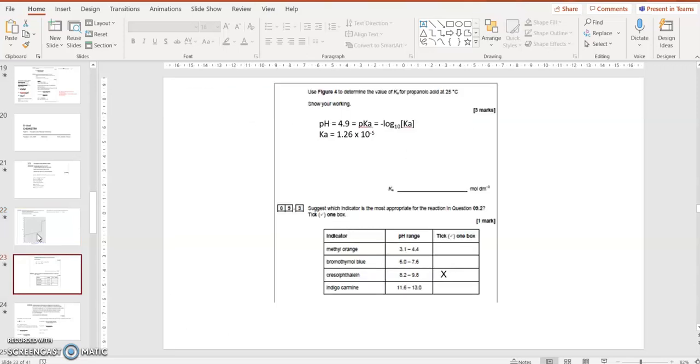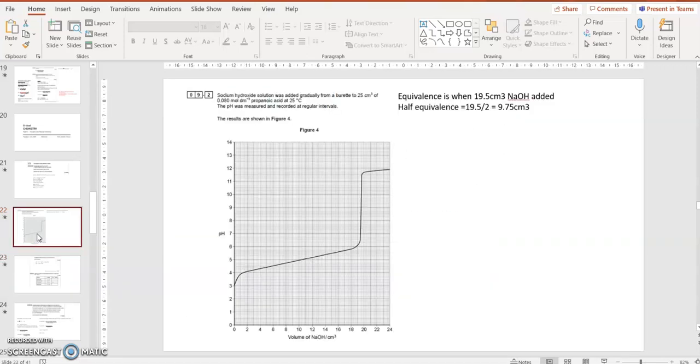So, what can I do with this? Use the figure to determine Ka. Well, what I need to know is this. At half equivalence point, so equivalence is where the acid and the base have reacted, so I'm going along from pH 7, where the two have reacted together, or the middle of the point that it's going up rapidly, and I'm reading down from there, and it's turning out to be 19.5 centimetre cubed of sodium hydroxide added to get to equivalence point. If I halve that, 19.5 divided by 2 is 9.75. Now read up from 9.75 and I find the pH at that point. Reading up from 9.75, the pH is about 4.9.